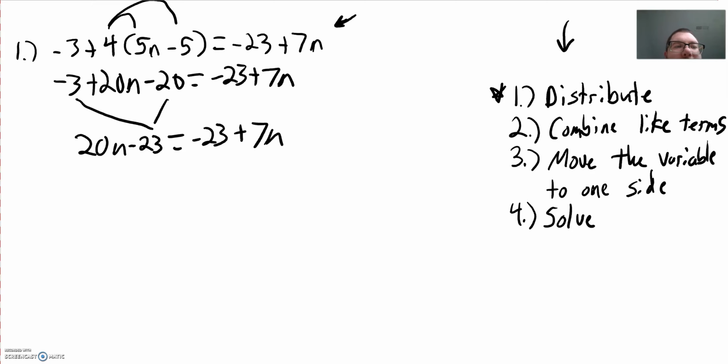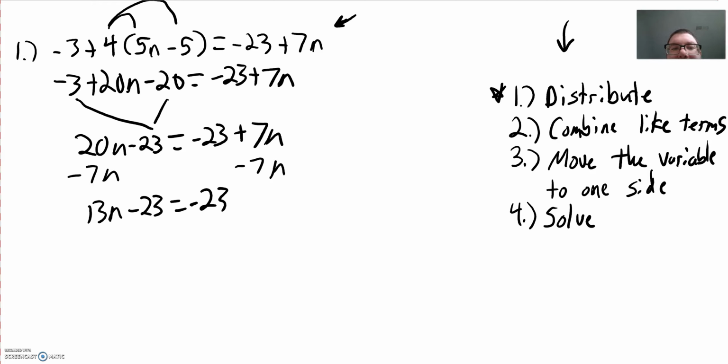Okay, next step is to move the variable to one side. Doesn't matter which one I move. I can move the 20n or the 7n. Doesn't matter which one. Again, to move a variable, it's just like any number. You would add or subtract it. You only would divide if you're trying to separate the number from the variable. But let's say I want to move that 7n. Since it's a positive 7n, I would start off by subtracting 7n from each side. So minus 7n would give me 13n minus 23 is equal to -23.